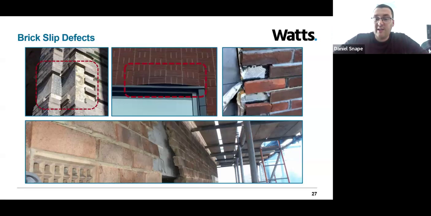Firstly, the adhesive layer could be applied too thin or inconsistently. The adhesive may also be inappropriate for use, so the wrong product could have been used. And as a third point, brick slips are porous, which is important to remember. So water penetration can make its way through to the back of the brick slip, and if an incorrect product has been used, that can reduce the effectiveness of the adhesive.